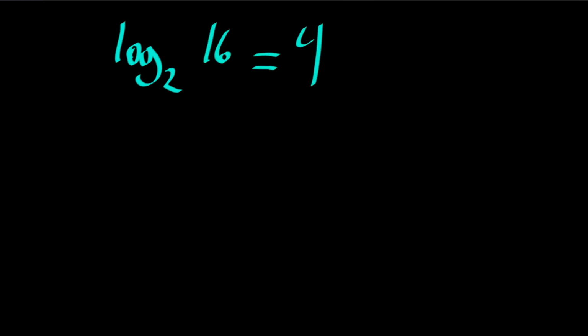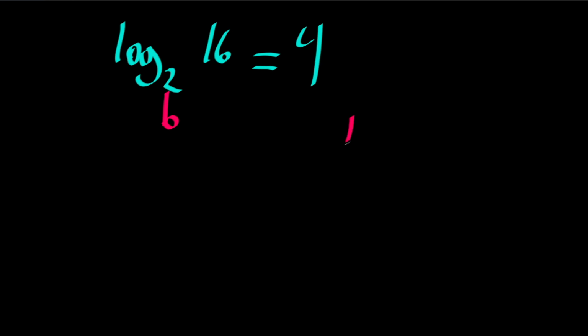So let's look at another one. Let's say log base 2 of 16 equals 4. All right, now you try this one. So see if you can rewrite this in exponential form. All right, so once again, I'm going to label everything just so you can see. So b is going to be 2. That's the base of our logarithm.